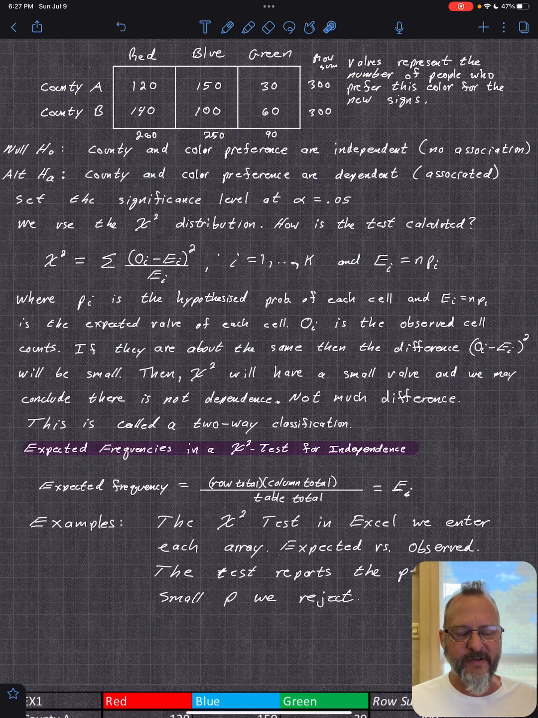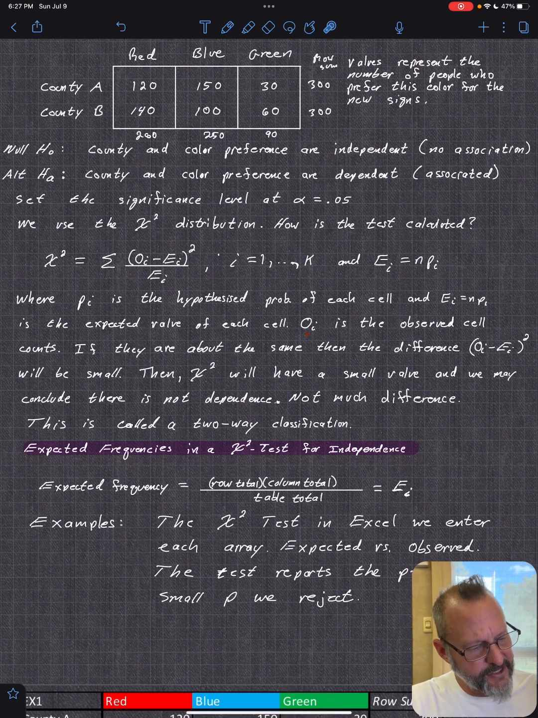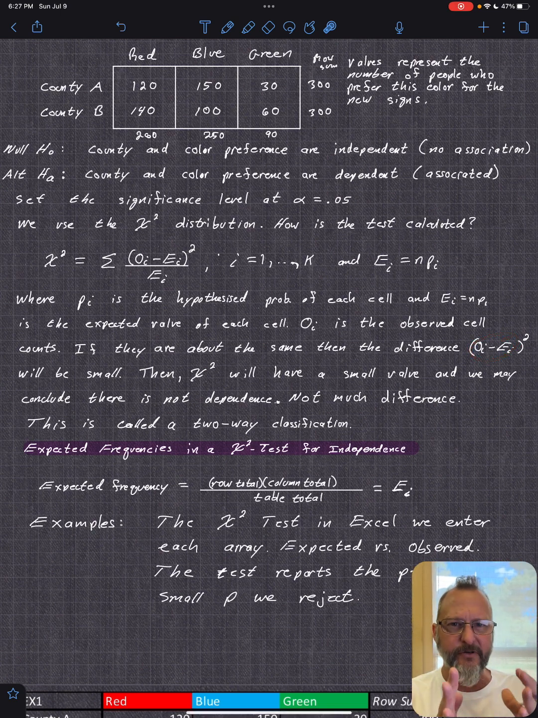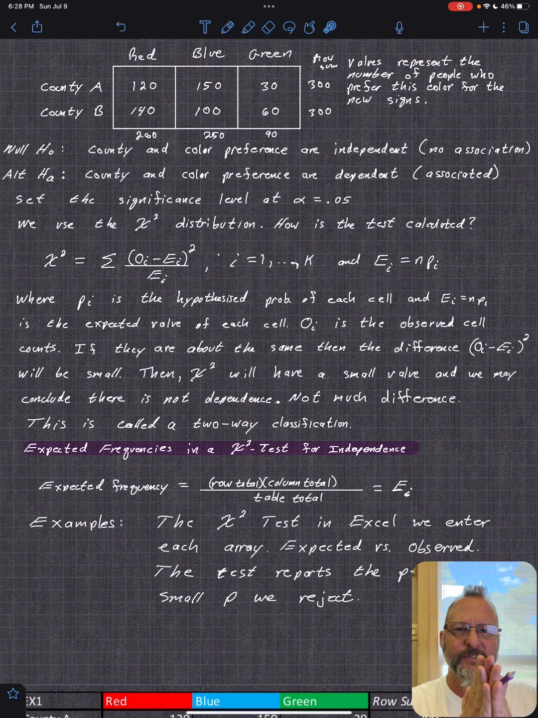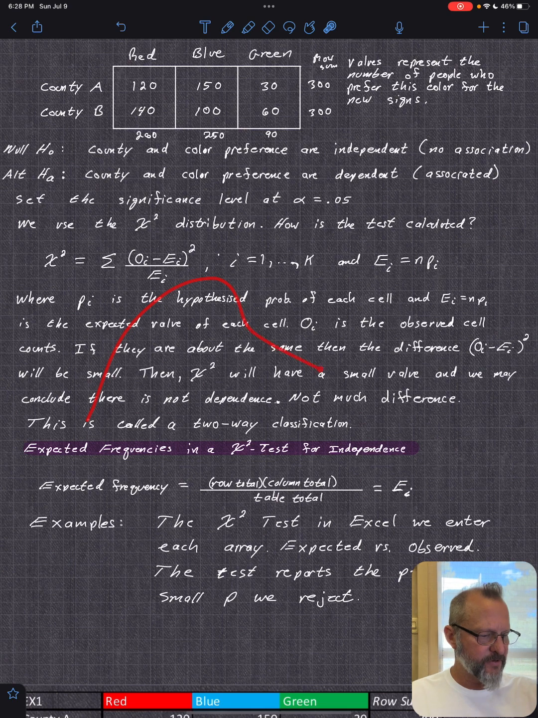So you can calculate the expected value. Sometimes that'll be given. Sometimes you'll have to do the calculation. O sub i is the observed cell count, so that's what you actually found in each cell. If they are about the same, then the difference will be a very small number. Then chi-squared will have a small value, and we may conclude there is not a dependence in that case. If the observed and expected values are close to each other, then that subtraction gives you a small value. That numerator will be small, and your chi-squared will be small, right in the middle of that curve. If it's in the middle of that curve, then you're not in those rejection regions.